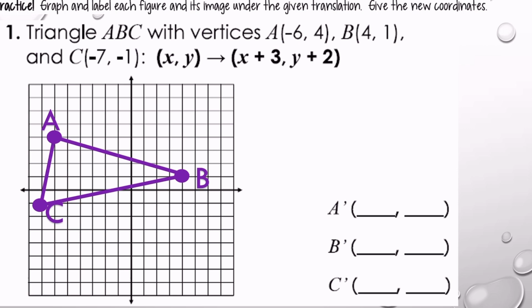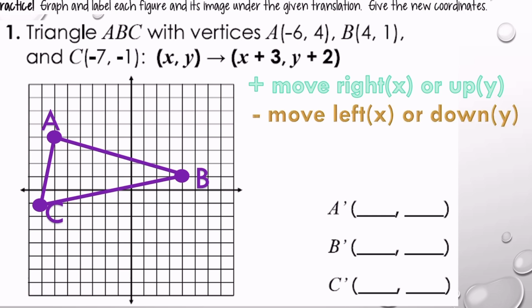Okay, so now I have to know, I've got my symbolic form. It's going to tell me my shift, or my slide, I should say. So let's take a look. A positive number, meaning if I'm adding, is going to move it right or up. A negative moves it left or down. Okay, so x's are always left to right, y's are always up or down.